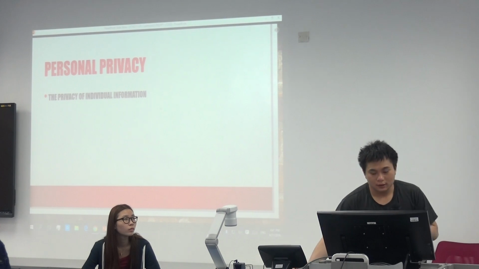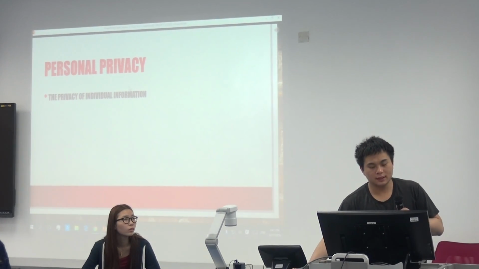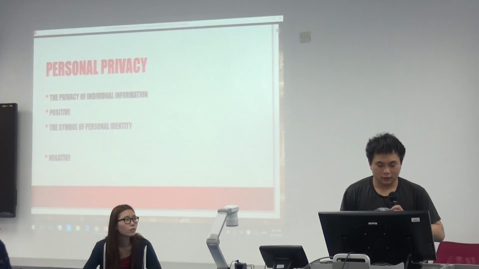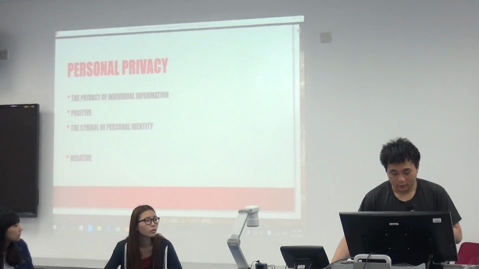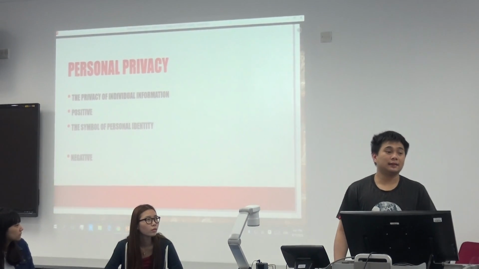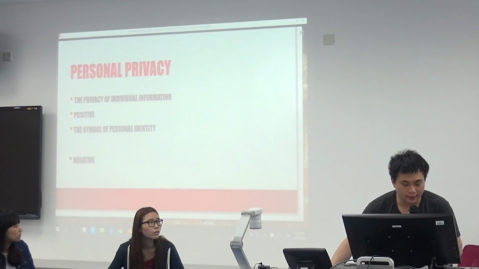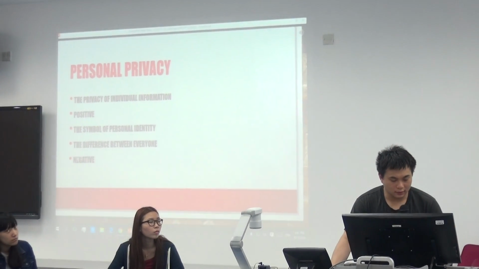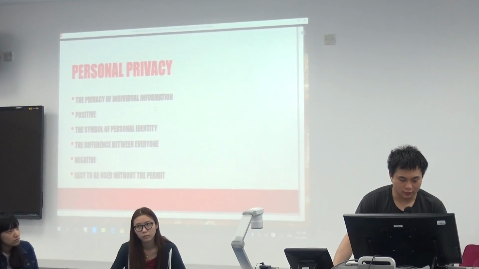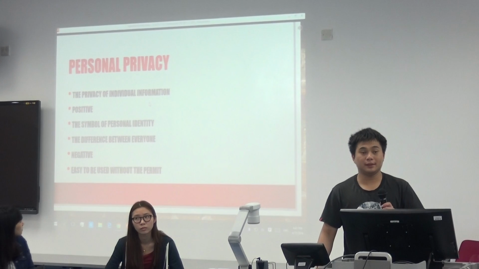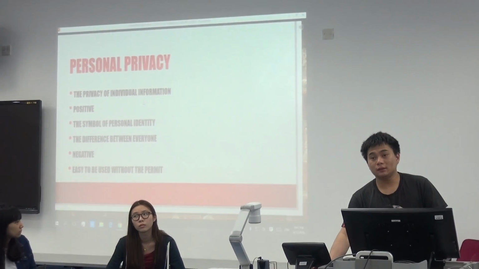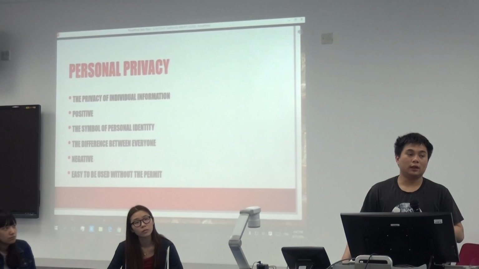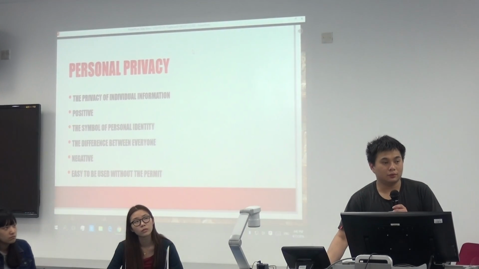privacy of individual information. There are both sides of this privacy, the positive side and the negative side. First, the positive side is the symbol of personal identity, because everyone has different information privacy, and of course that is the difference between everyone. And there is a negative side: the information is easy to be used without permission. For example, some advertising companies will get phone numbers and use cold calling to call customers to buy their products.